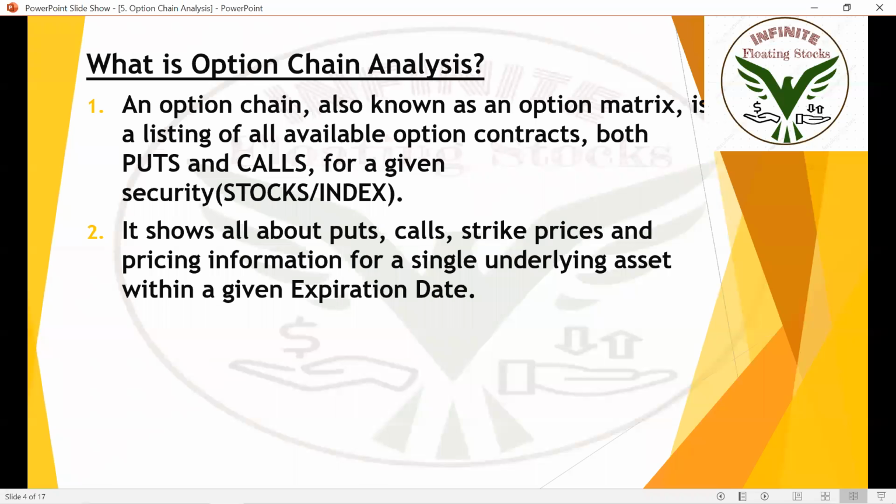So here's a formal definition for option chain analysis. An option chain, also known as an option matrix, is a listing of all available option contracts. What does the table include? It's a list of all available option contracts. What are contracts? You already know.